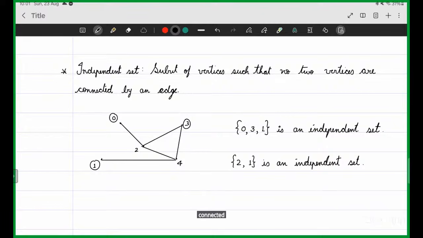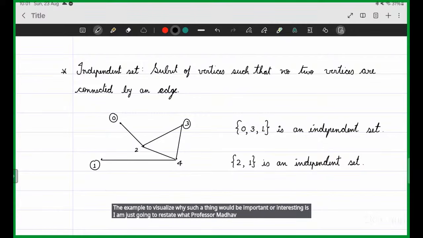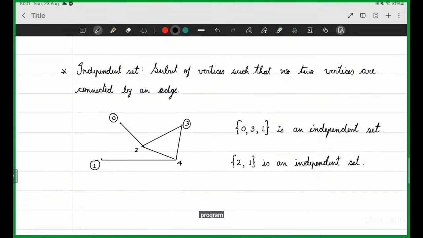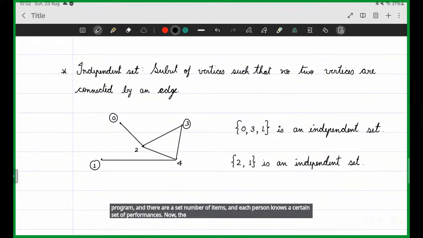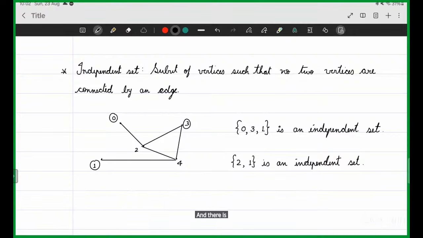So the example to visualize why such a thing would be important or interesting is, I am just going to restate what Professor Madhavan said. It's like you're organizing a cultural program and there are a set number of items, and each person knows a certain set of performances. Now the vertices on this graph represent the people, and there is an edge between them. Wait, the vertices are not the people. The vertices are the performances.